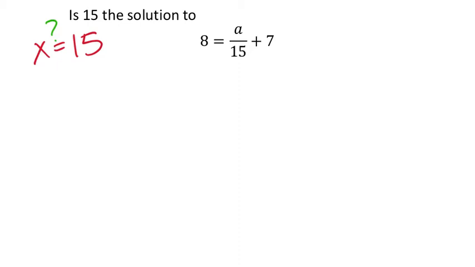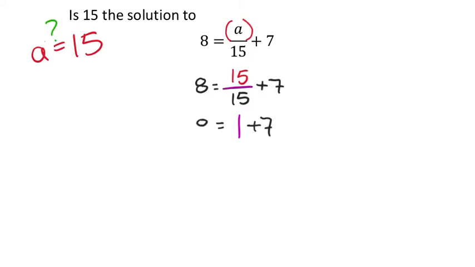So that means I'm going to, I guess it's A in this one, not X. Sorry about that mistake. So I'm going to replace the a here with 15. Let's see if this is true. Okay, so I got 15 over 15 plus 7. This needs to equal 8, but will it equal 8? That's the question. 15 divided by 15, that's a 1. 1 plus 7, will this equal 8?